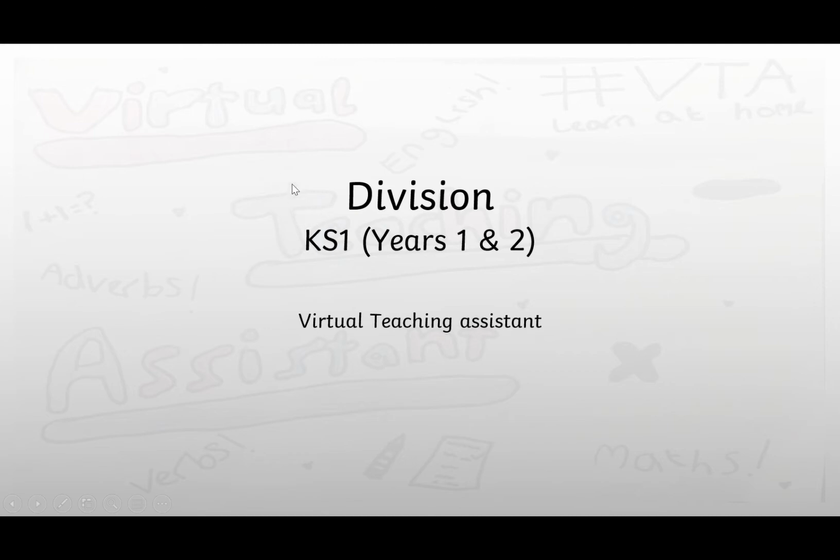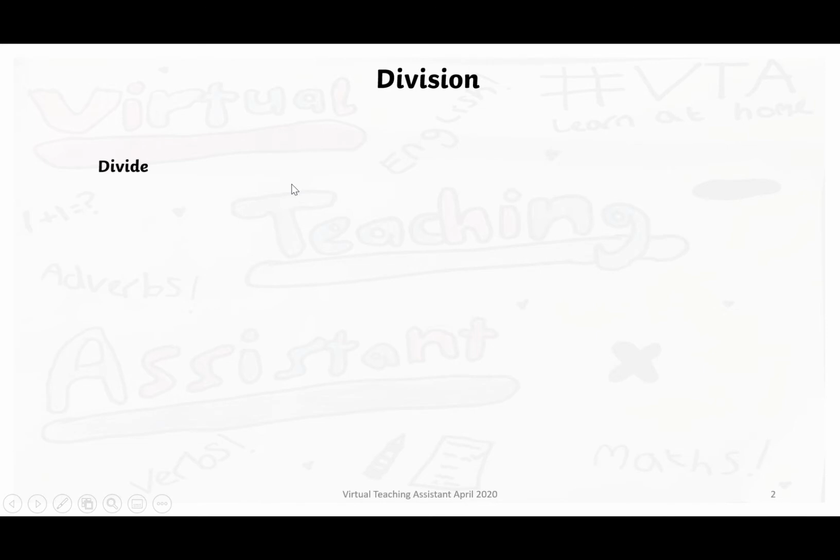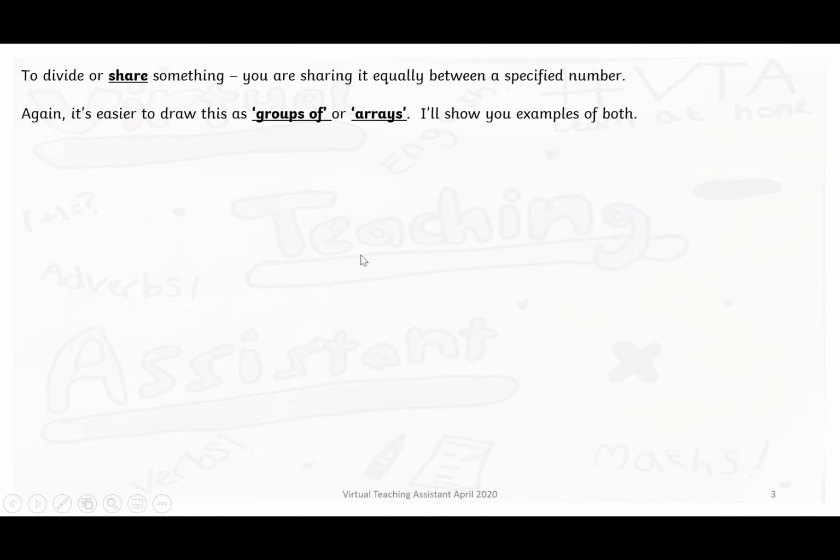Let's get started. Alright. So again, lots of different vocabulary for division. So share, divide, grouping, splitting, halving, separate into equal parts. Okay, so to divide or share something, you're sharing it equally between a specified number. Again, it's probably easier to draw this as groups of or arrays, and I'll show you examples of both. It obviously looks slightly different for division, but again, it's the same sentiment you'll see. So the number sentence I'm using here is 10 divided by 5.